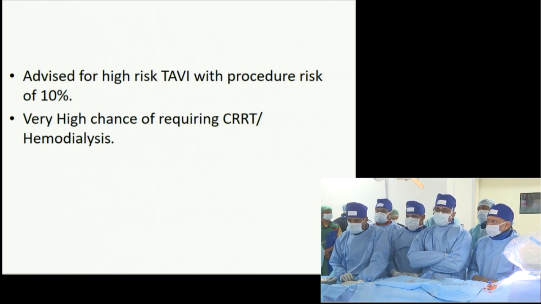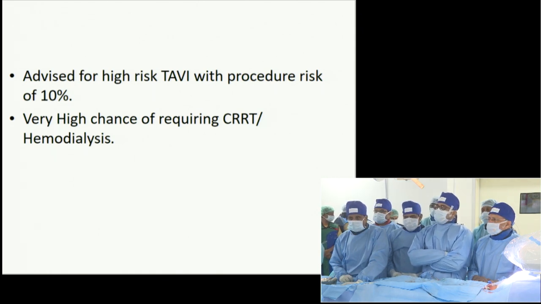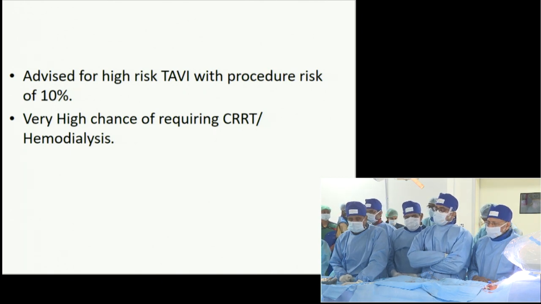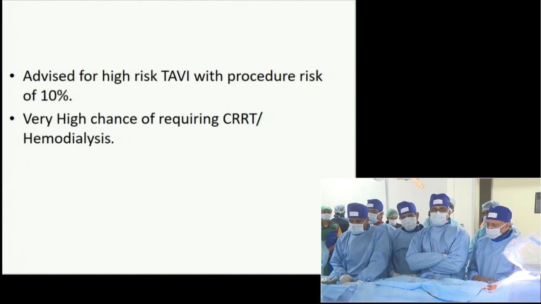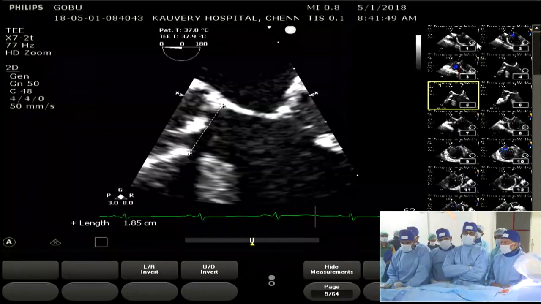We are going to do this TAVI fully ultrasound guided. We will demonstrate all those steps in the next few minutes. The only contrast we'll be using is periprocedurally during the TAVI, which again we're going to minimize to as little as possible. So that is the case. Let's move to echoes. Let's start at the beginning of the echo.